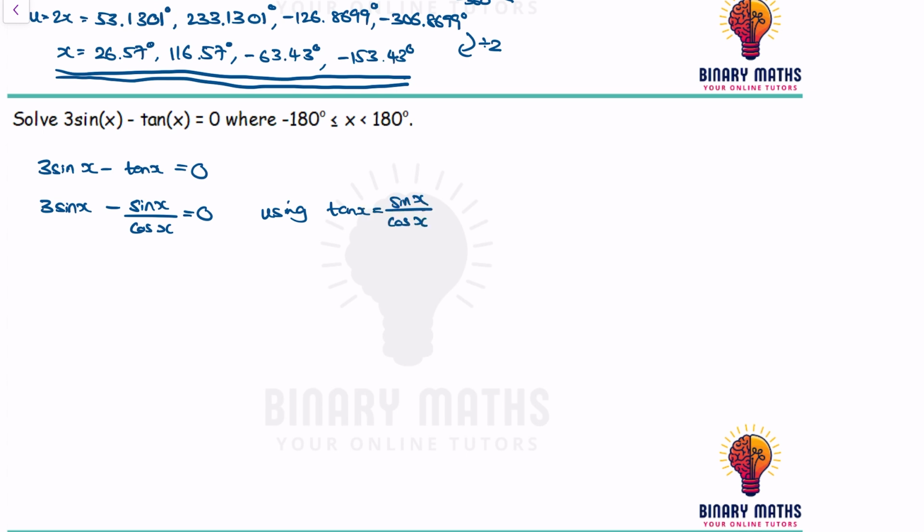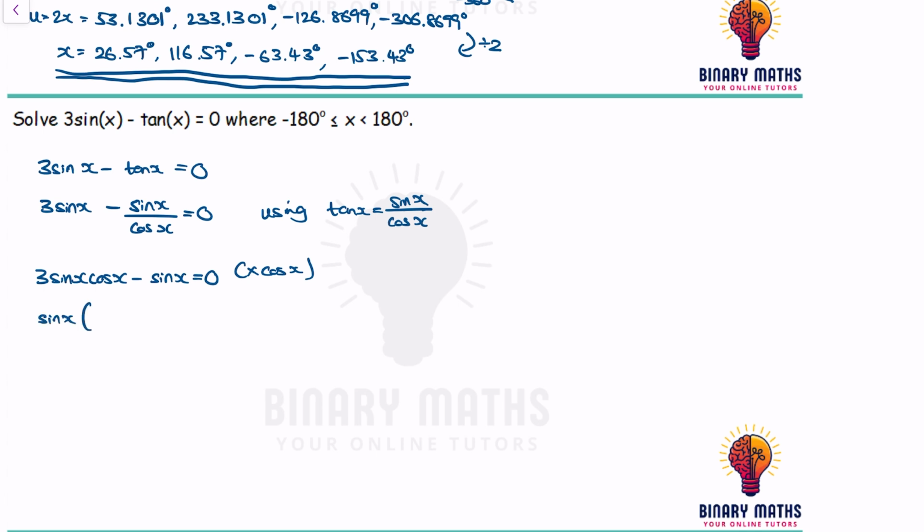Okay, if I multiply through by cos x, then I get 3 sine x cos x, minus sine x over cos x times cos x just gives me minus sine x is equal to 0. Now, the common mistake people make here is they divide by sine x, which gets rid of some of the solutions. So remember, don't divide by a common factor unless it's constant, or else you're going to lose solutions. So what you should do instead is factorize the sine x out.